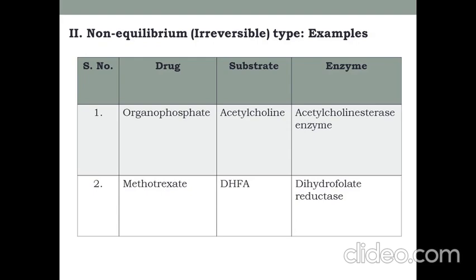Second one is methotrexate, which binds to the dihydrofolate reductase enzyme and has a similar structure to dihydrofolic acid, that is DHFA. So a permanent type of bonding is there, so it is known as irreversible type of inhibition.